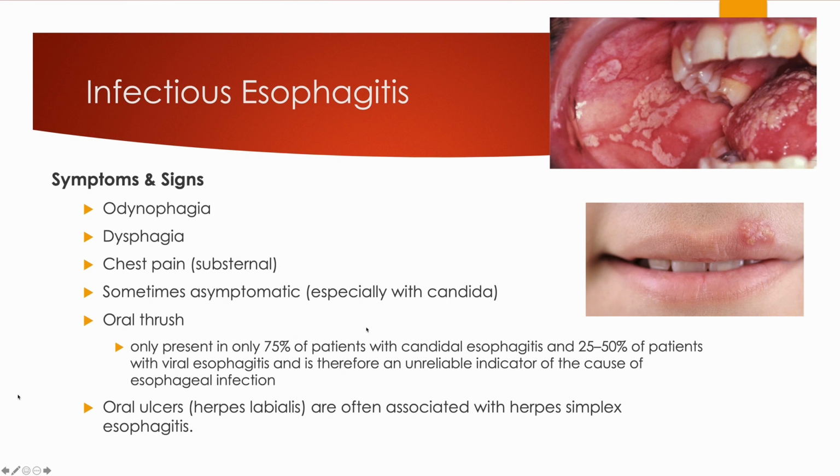So just because they don't have any lesions in the mouth doesn't mean that they can't have them in just the esophageal area. And also, in patients with viral esophagitis, such as herpes simplex, only 25 to 50% have other indicators of the disease, such as herpes labialis, where you get a cold sore on the lip. So you can't always rely on what you can see to help you identify what you can't see. But here's a nice image of herpes labialis, which can be associated with herpes simplex esophagitis.